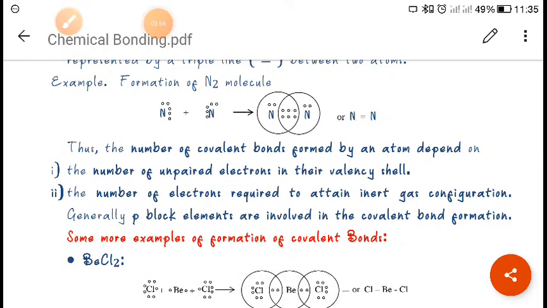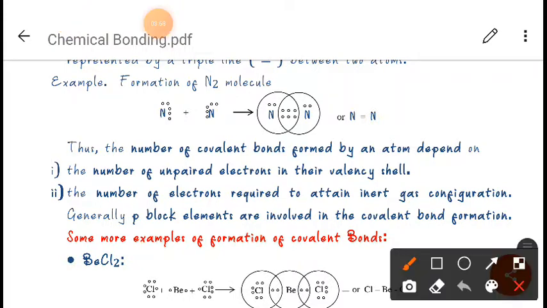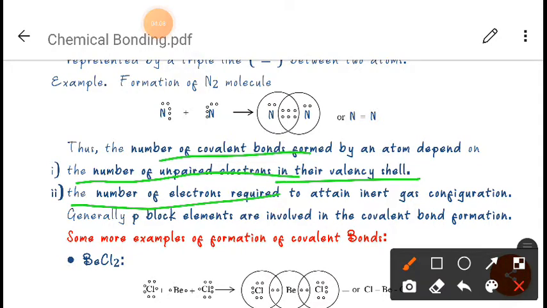Now one more thing is written here. On what factor does the number of covalent bonds formed by an atom depend? It will depend on the number of unpaired electrons in the valence shell, and next, the number of electrons required to attain the inert gas configuration. On these two factors the number of covalent bonds will depend: first, how many unpaired electrons that atom has, and then the number of electrons required to attain the inert gas configuration.